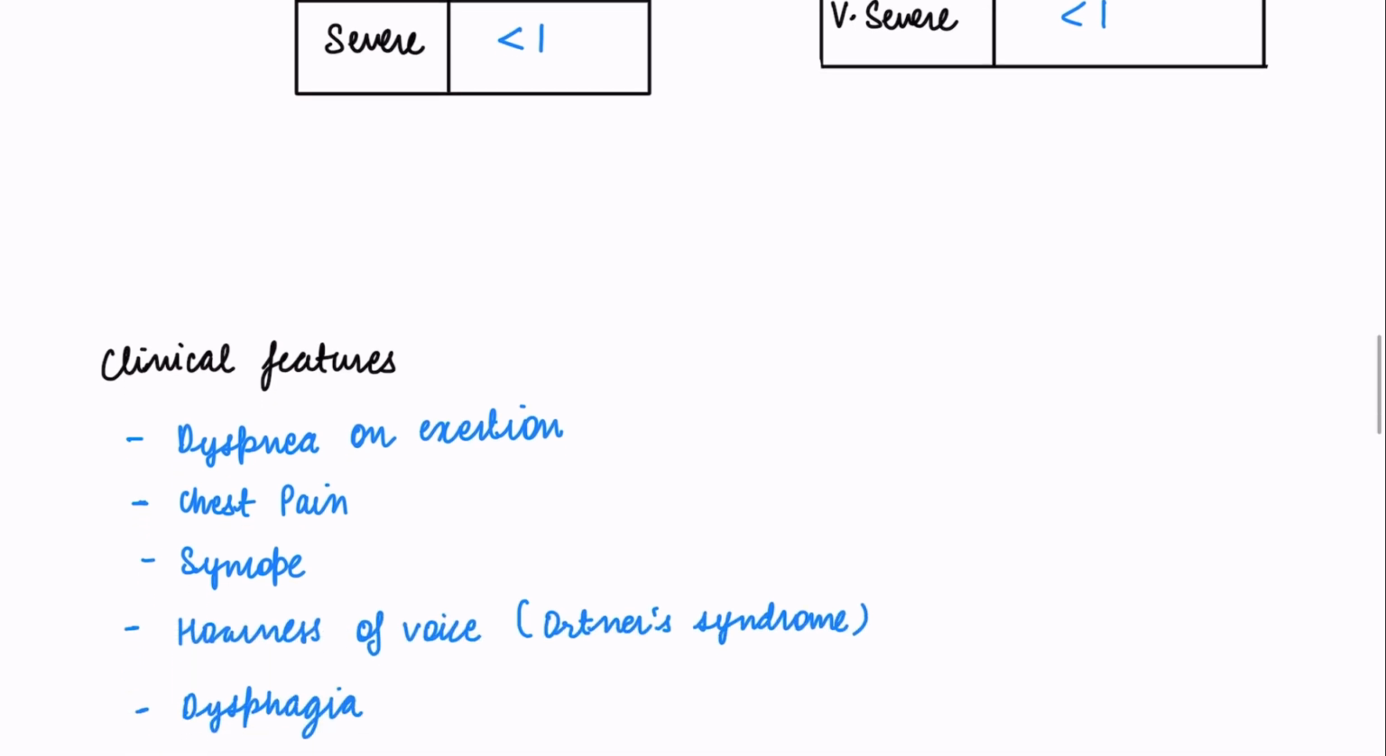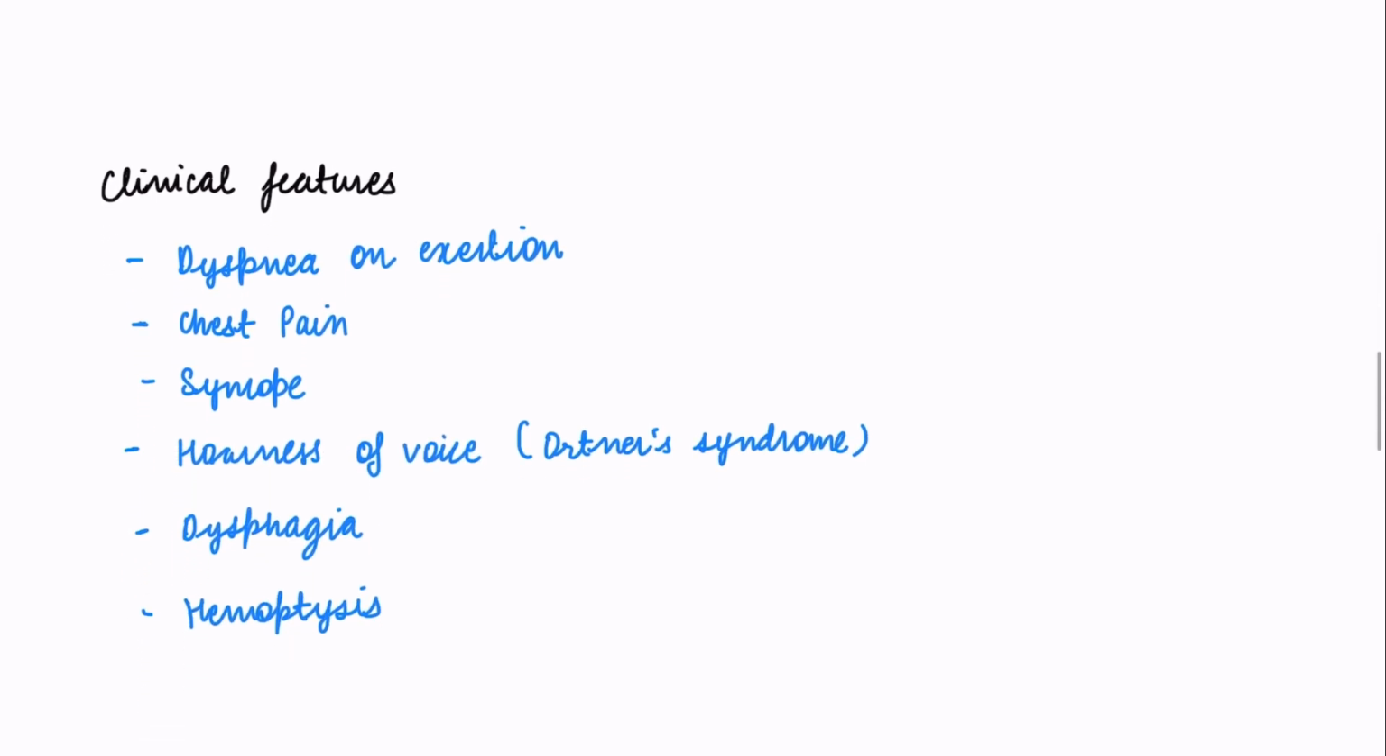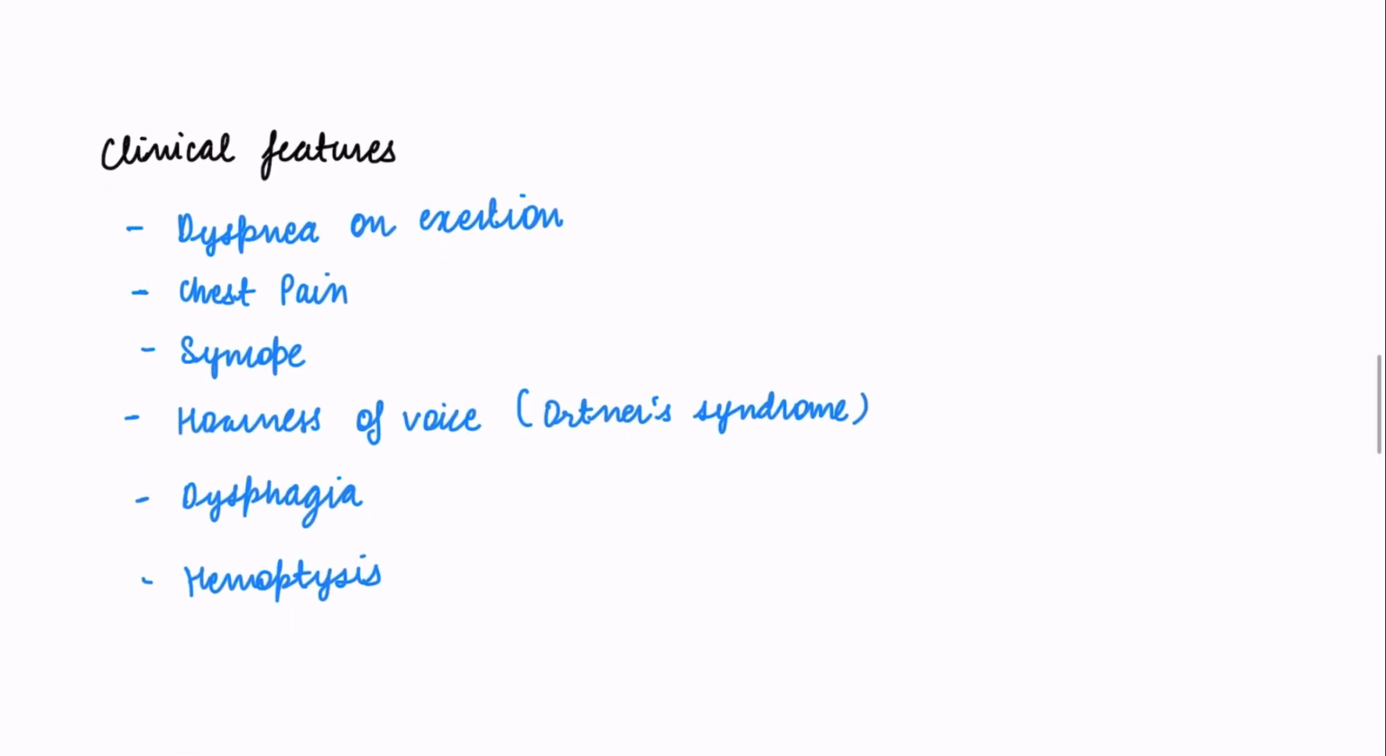Now, coming to the clinical features. As we have seen above, the patient can have dyspnea on exertion. Why? As I said, when the heart rate of the patient increases, there is decreased duration of the diastole, which will cause pulmonary edema and dyspnea. Later on, the patient can have dyspnea on rest.